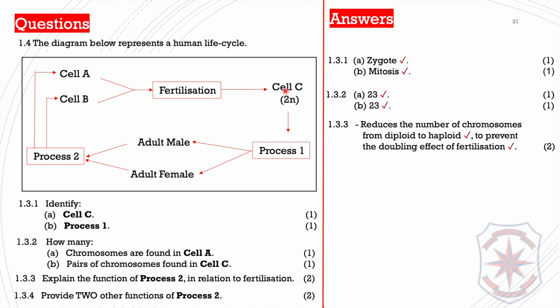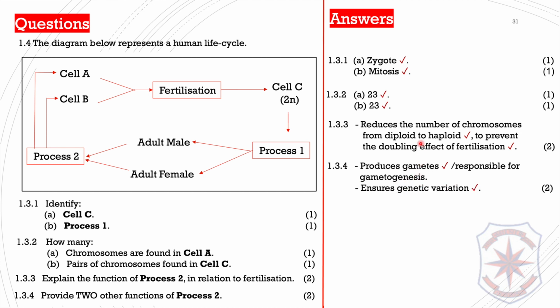The final question: provide 2 other functions of process 2. So 2 other functions of meiosis. Besides reducing the number of chromosomes from diploid to haploid, what else does meiosis do? Remember, there are 3 significances or 3 functions of meiosis. It produces gametes, or you can say it is responsible for gametogenesis. Remember, gametogenesis is the production of gametes. What else does it do?